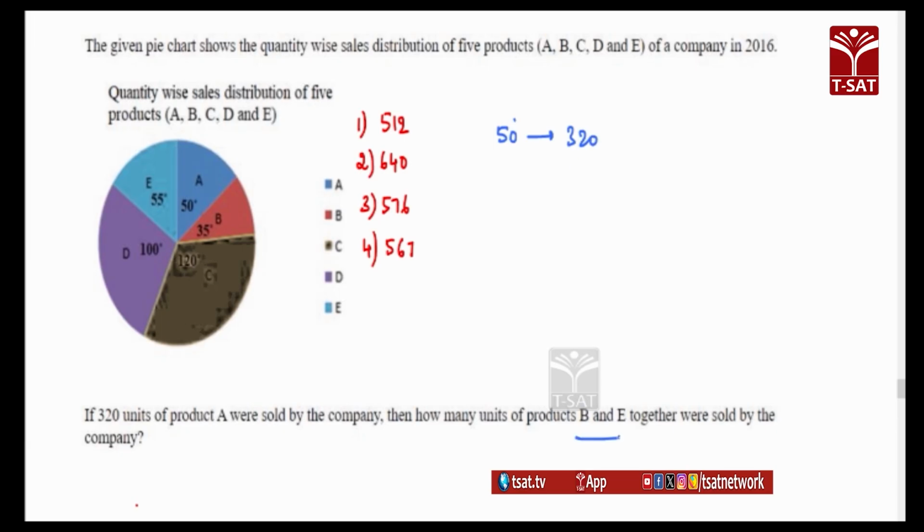What is B and E together? Now B and E together is actually 55 and 35, 90 is how much? Cross multiply it, 320 into 90 by 50, 0 0 cancel it, 5 1s are 5, 64s are. So it is actually 8 square into 3 square, 24 square, because 64 can be written as 8 square, 9 is written as 3 square. If you know 24 square as 576, we can say 576.